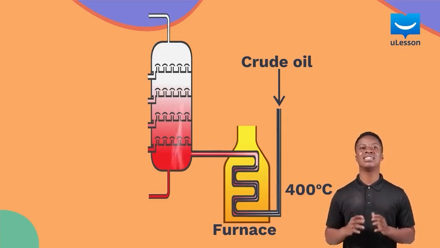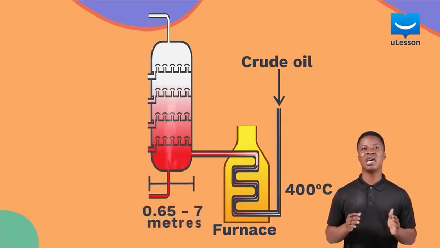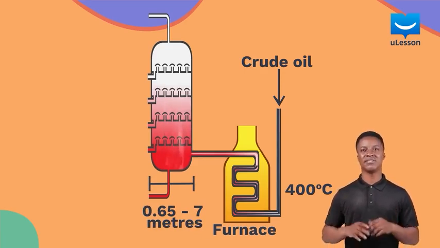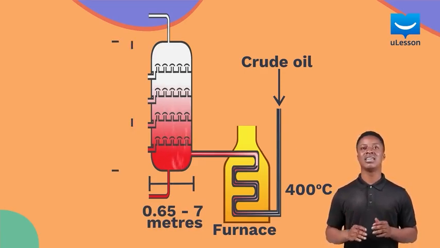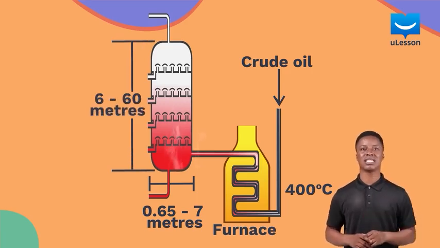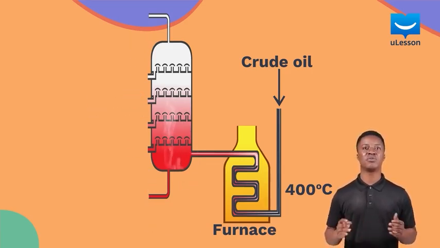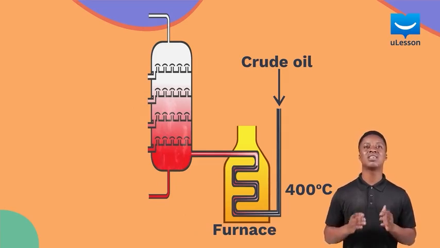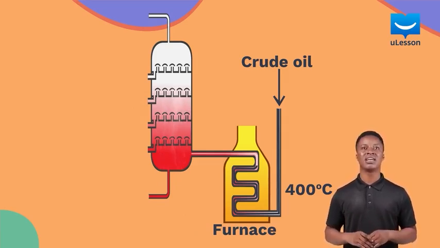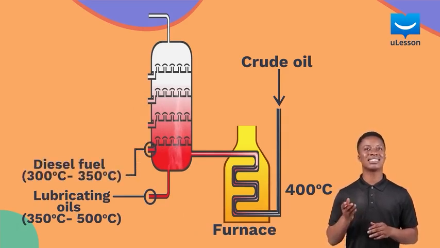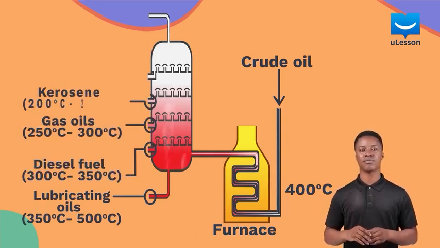Fractionation towers usually have a diameter ranging from about 0.65 to 7 meters, that is about 2 to 20 feet, and their height ranges between 6 to 60 meters, which is about 20 to 197 feet or even more. To allow the withdrawal of different fractions, or products having different boiling points or boiling ranges, the distillation tower is designed to have liquid outlets at intervals up the column.